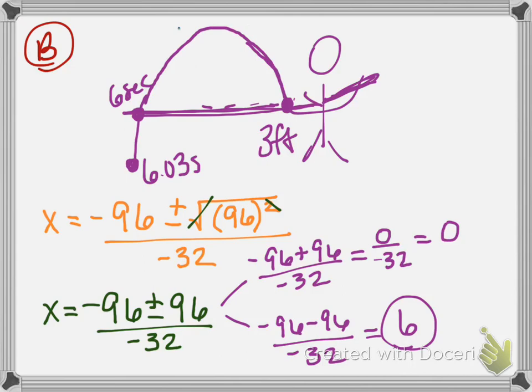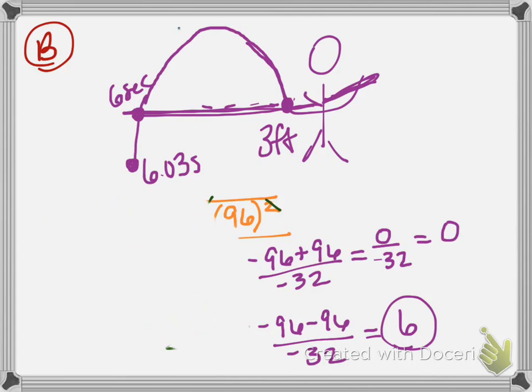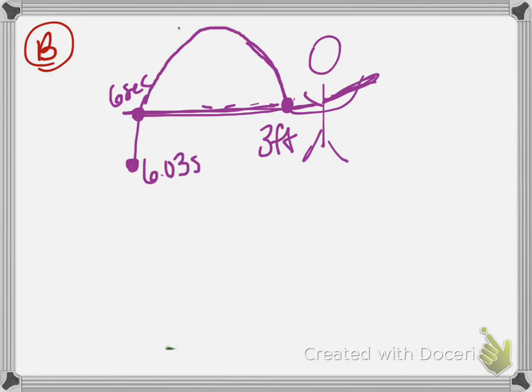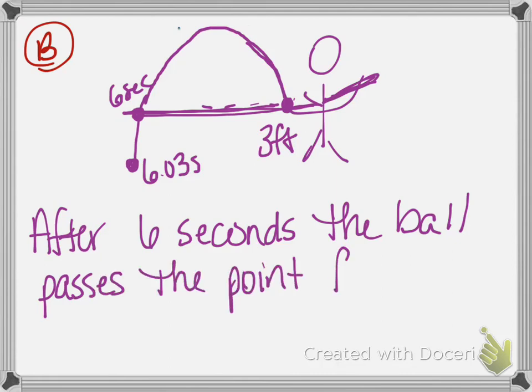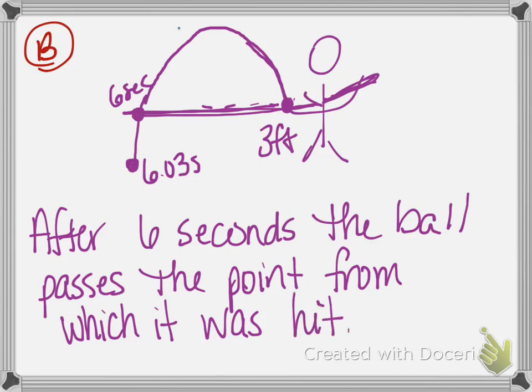So, needless to say, after my beautiful drawing and my even more beautiful math, the final answer to this problem is that after 6 seconds, the ball passes the point from which it was hit. All right, and there's your real-world answer for B.